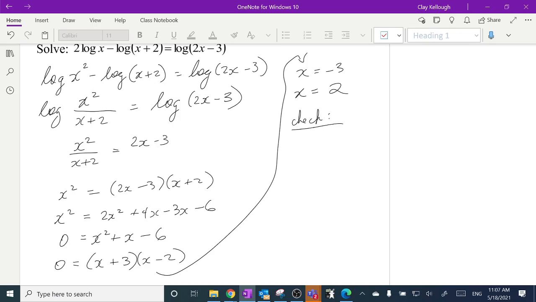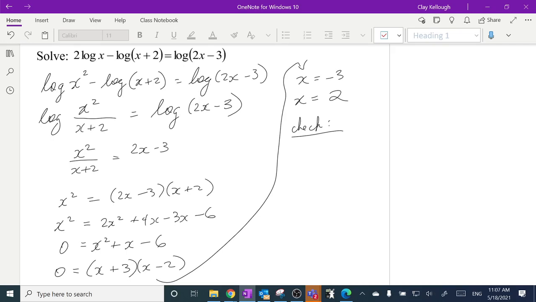We have to check. Can't just stop there. Okay, and you have to go back to the original equation. So negative 3, you know what, I can just stop. Clearly negative 3 doesn't work. It would make this argument negative. It would make that argument negative. It would even make this argument negative. All three arguments would be negative. x equals negative 3 is extraneous.